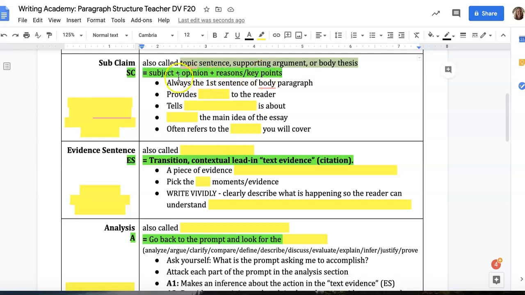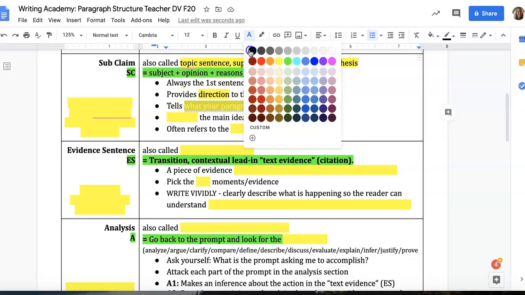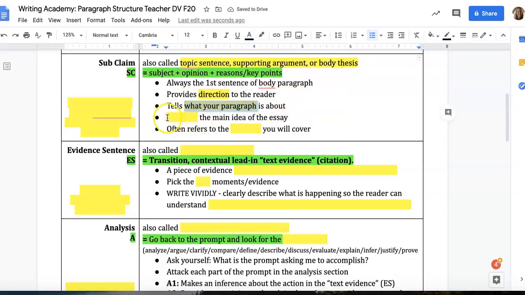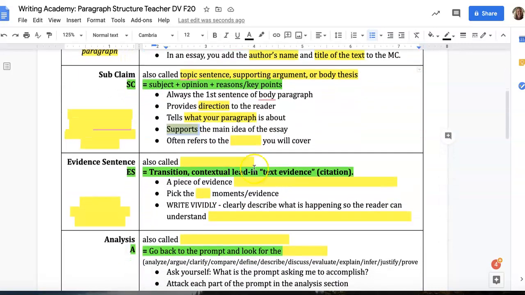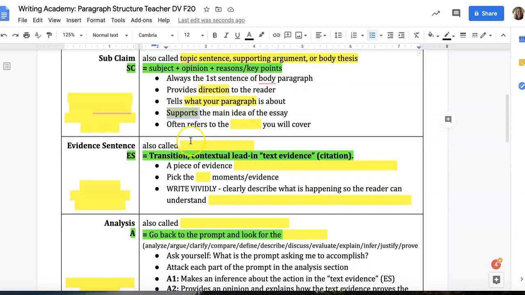For the subclaim, that one is always the first sentence of the body paragraph. And what it does is it provides some direction to the reader so the reader knows where you're headed when you're writing your body paragraph. It basically tells what your paragraph is about. So it makes it a little easier again for your reader to follow along. It also should always support the main idea in your essay. So whatever your main claim was up here, you want to make sure that your subclaim also supports that main idea that you have in your essay.